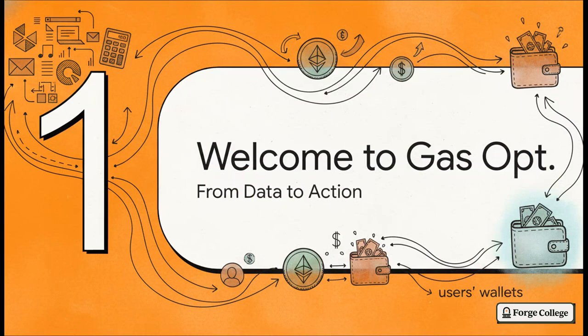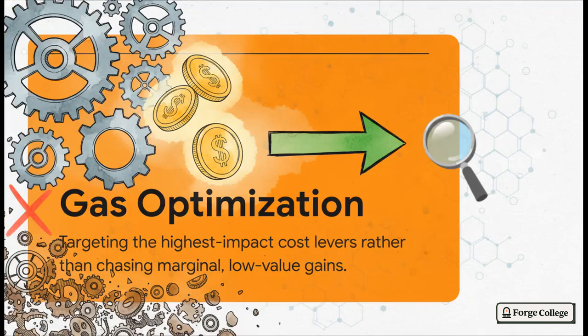Welcome to gas optimization, moving from data to action. We're officially shifting from just producing raw data to interpreting what it actually means for our users' wallets. What do we mean by gas optimization? It's all about identifying and targeting the highest impact cost levers in a contract, rather than chasing marginal, low-value gains. A good optimization strategy means prioritizing your effort exactly where it saves the absolute most money. You really don't want to spend 40 hours of dev time to shave off 2 gas units on a background function that literally no one ever calls, right?